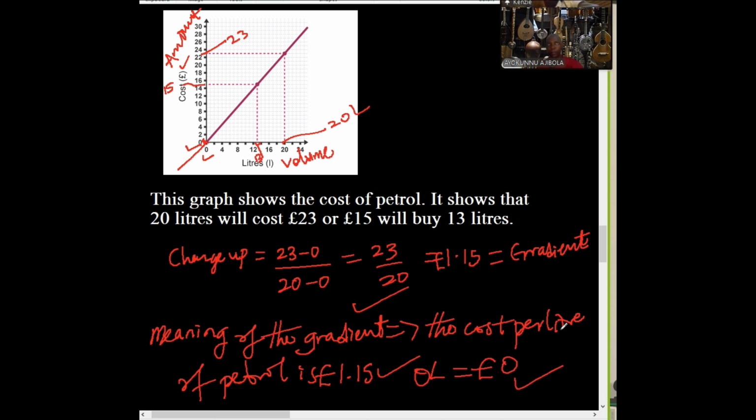Exactly. So if you don't buy any liters, you don't pay any amount. So this is the interpretation of this graph. So 0 liters cost zero, then 1 liter costs 1.15, then 10 liters is going to cost 11.5. Then for 100 liters, you just multiply this amount by 100. That will be 115 pounds.